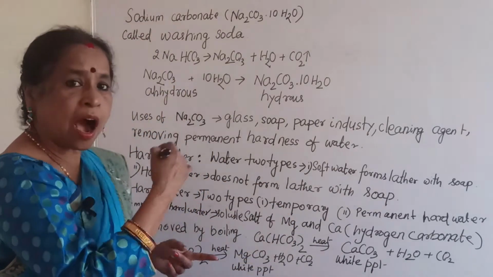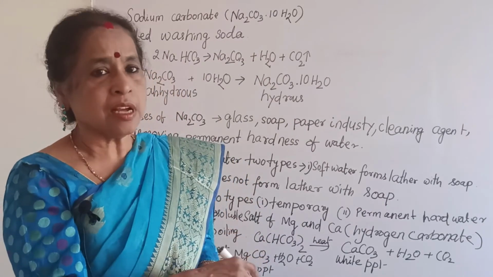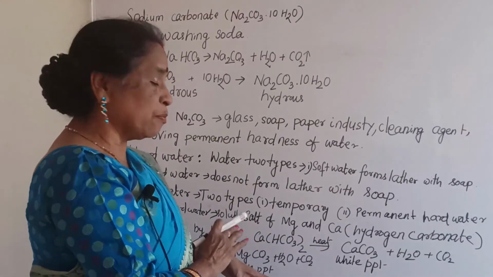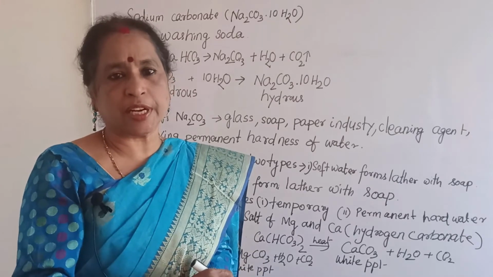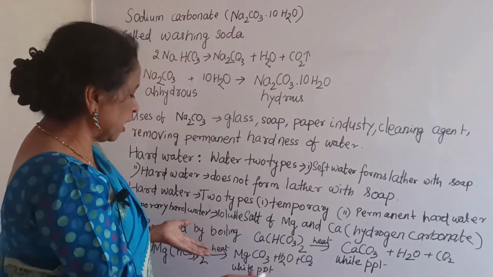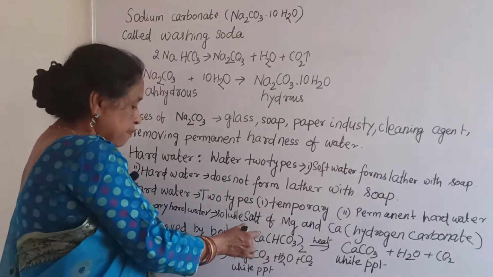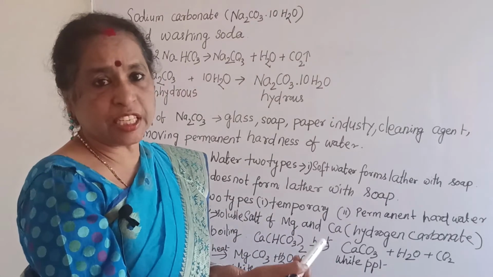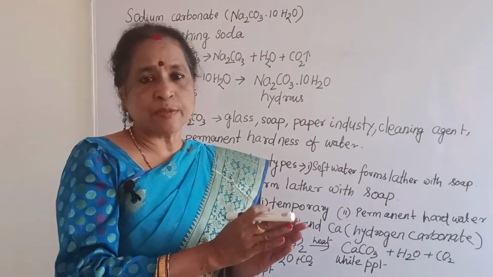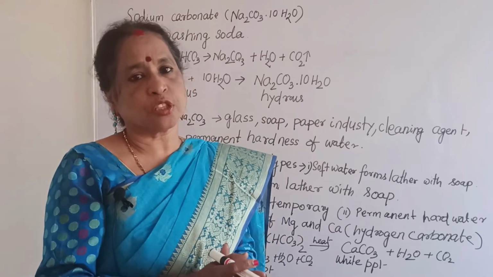Similarly, magnesium hydrogen carbonate present in temporary hard water can also be removed simply on boiling. On boiling, it gives magnesium carbonate, which is also a white precipitate. Now you see, if calcium hydrogen carbonate is present, white precipitate of calcium carbonate forms. If magnesium hydrogen carbonate is present, white precipitate of magnesium carbonate forms. These precipitates can be filtered out and you will get good soft water.